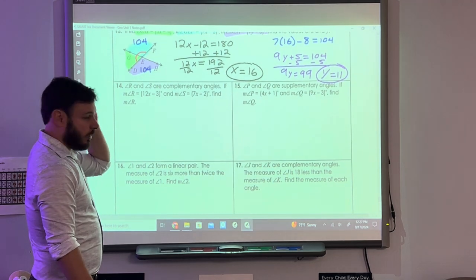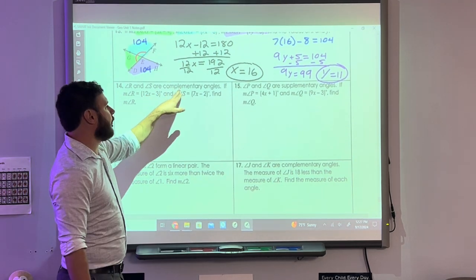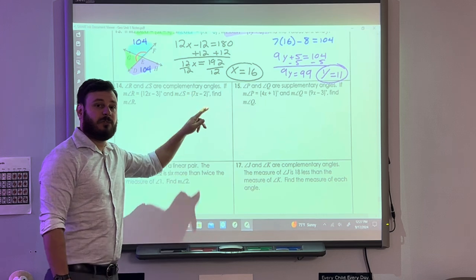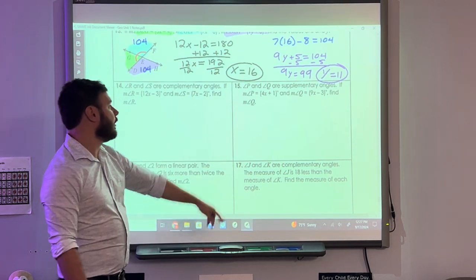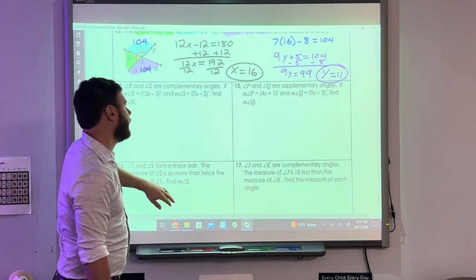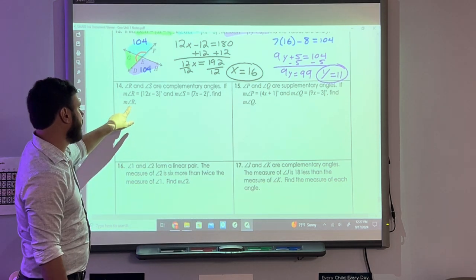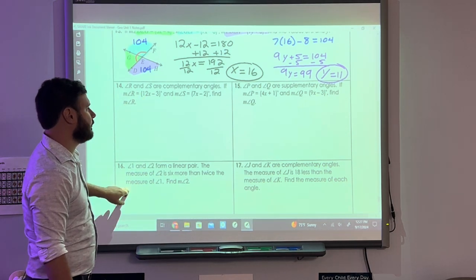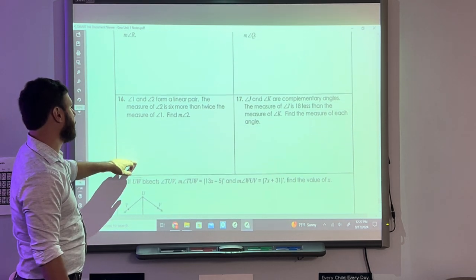14 and 15, I'm not going to do. They're complementary. That means if you add them together, you set them equal to 90. They're supplementary. Add them together, set it equal to 180. You can solve for your variable, and then you can plug it back in. We've done lots of examples like that.